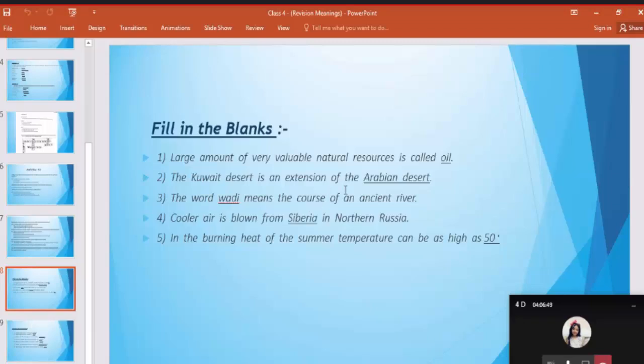The Kuwait Desert is an extension of the Arabian Desert. Third, the word Wadi means the course of an ancient river. Fourth, cooler air is blown from Siberia in northern Russia. What is the name of the wind which we have learned? What is the wind name, my dear, which we have learned? Just now I told you. Shamal. Very good. Say loudly. Shamal. Very good. In the burning heat of the summer, temperature can be as high as 50 degrees. Yes, my dear.